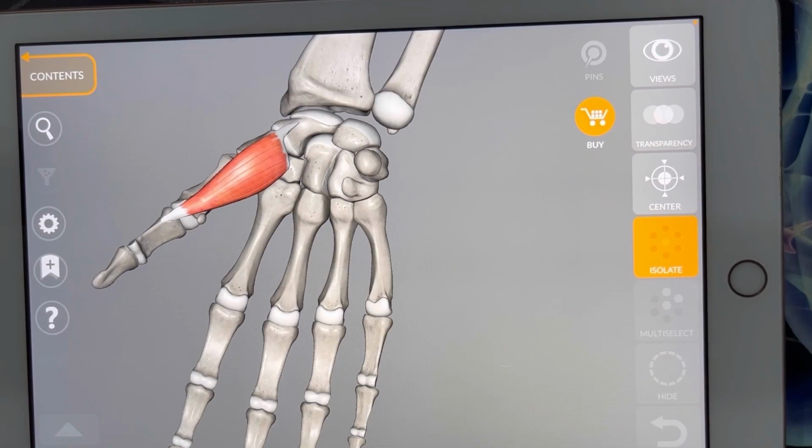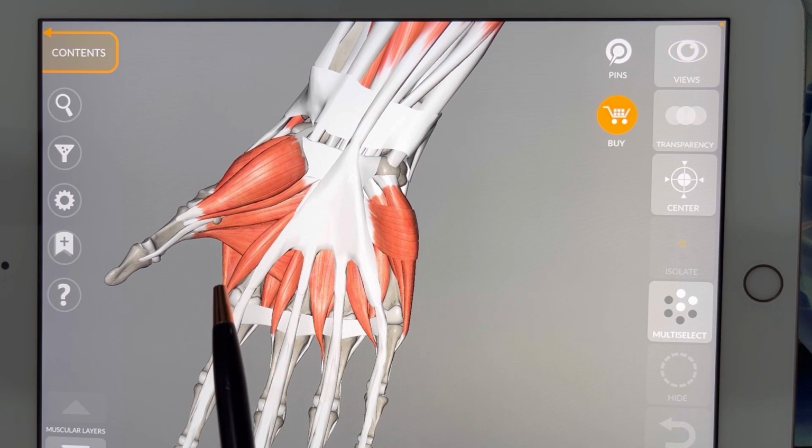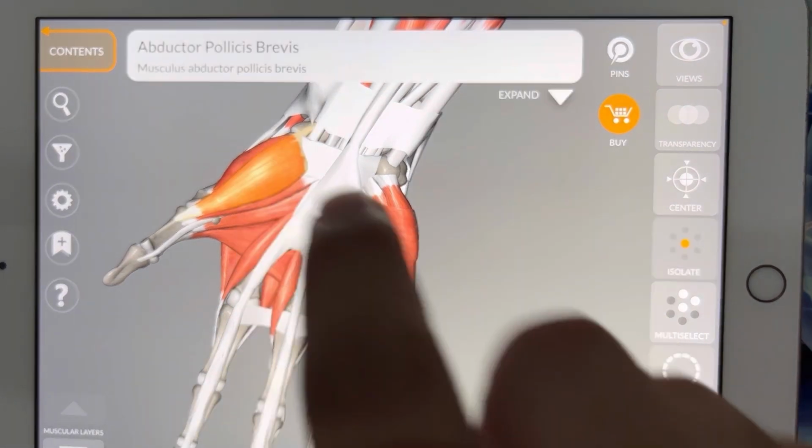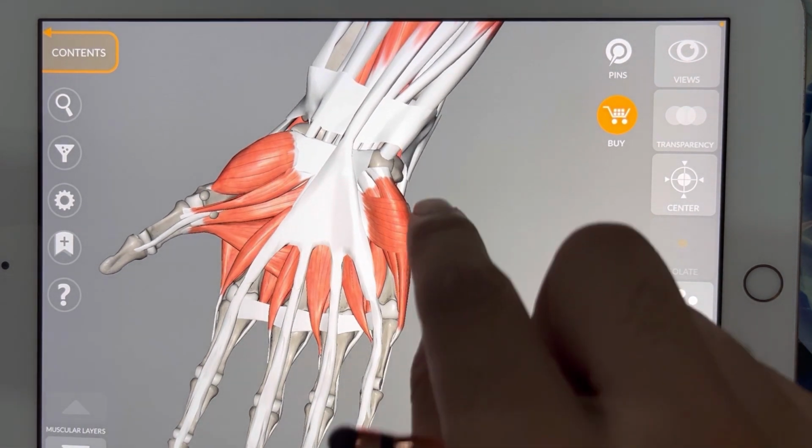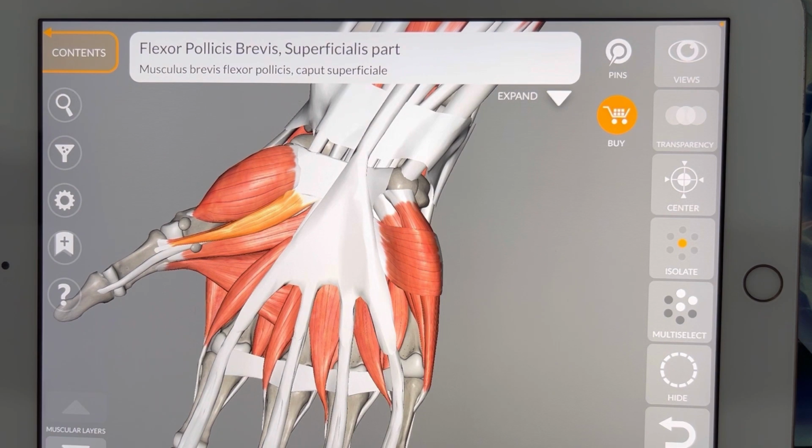Now student, moving toward the function of the abductor pollicis brevis muscle. As its name indicates, it plays an important role in the abduction of the thumb. Now student, moving toward another muscle, which is the flexor pollicis brevis muscle. First we will remove the abductor pollicis brevis muscle. Now student, this muscle is the flexor pollicis brevis muscle.